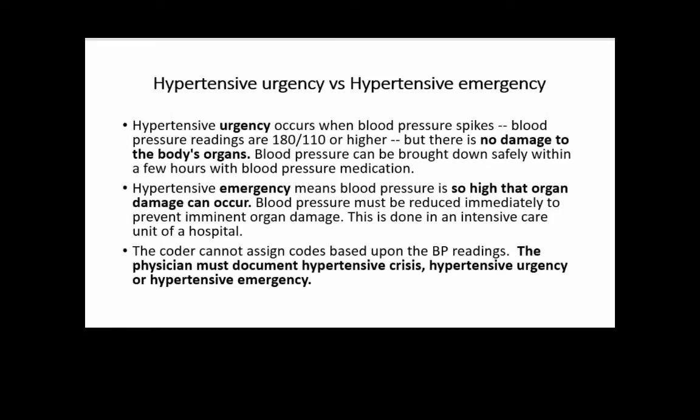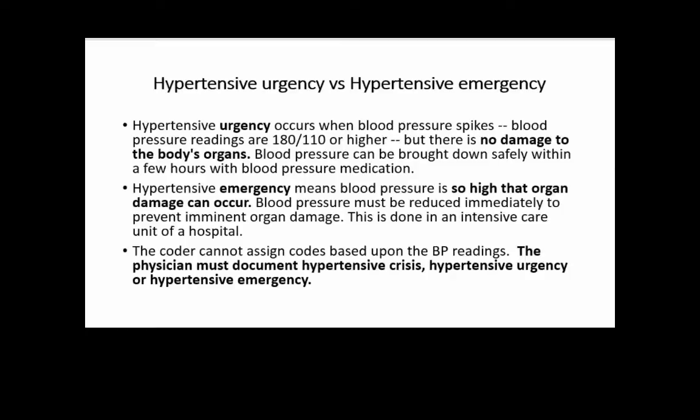This slide shows some definitions of hypertensive urgency versus hypertensive emergency. Urgency is a high blood pressure reading, 180/110 or higher, with no damage to the body's organs. The blood pressure is going to be brought down safely within a few hours with medication. A hypertensive emergency is when the blood pressure is so high that organ damage can occur or is occurring. In this case, the blood pressure has to be reduced immediately to prevent imminent organ damage, and this is typically done in an ICU.